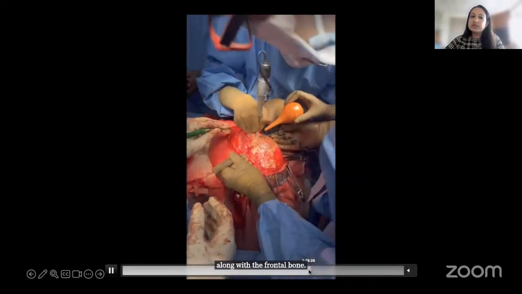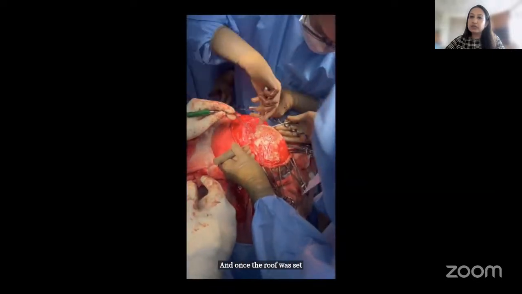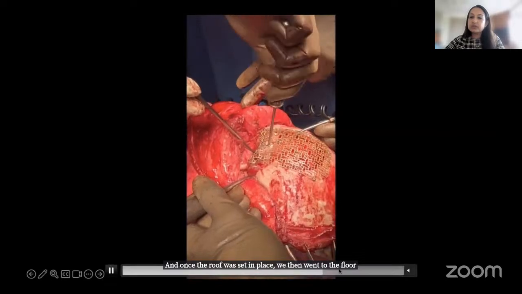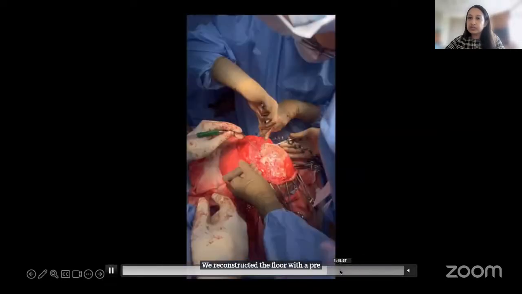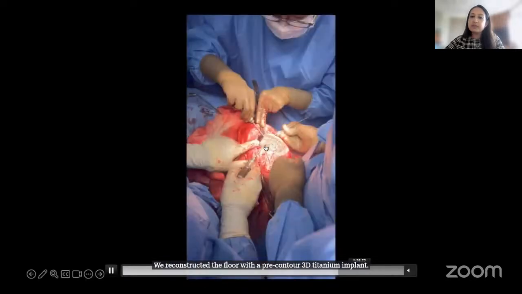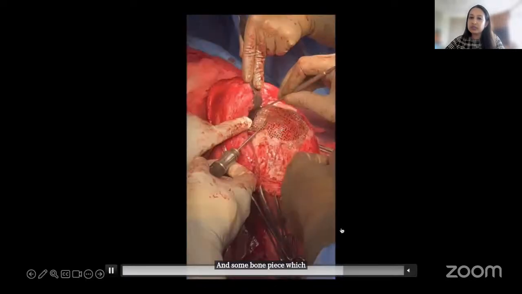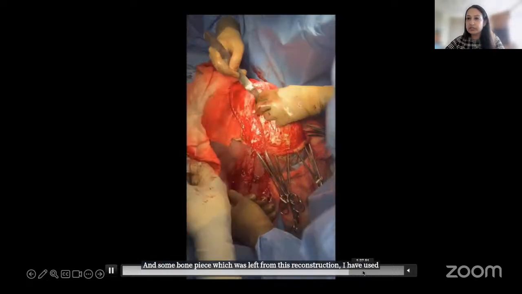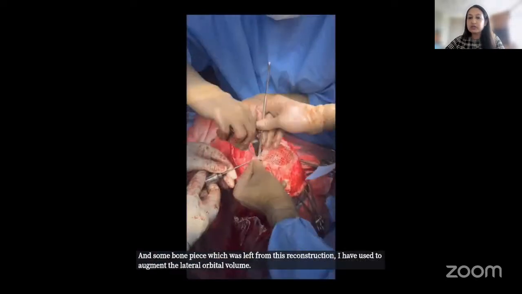And once the roof was set in place, we then went to the floor. We reconstructed the floor with a pre-contoured 3D titanium implant. And some bone piece which was left from this reconstruction, I have used to augment the lateral orbital volume. I will show you that in a minute.